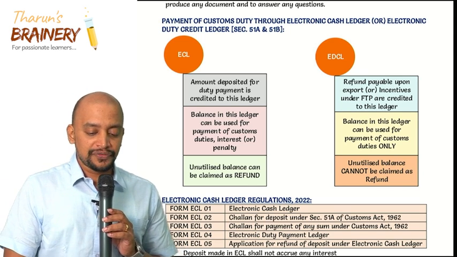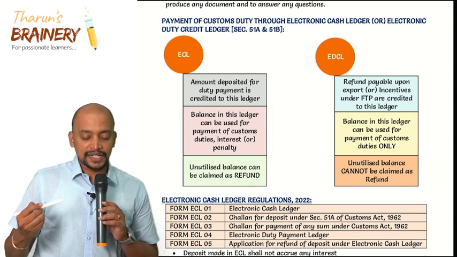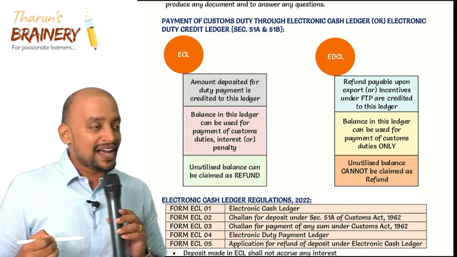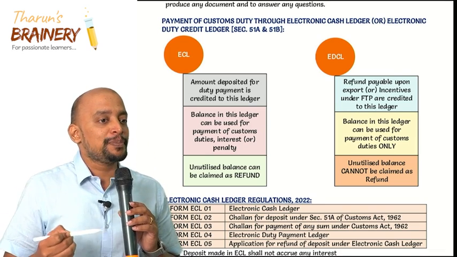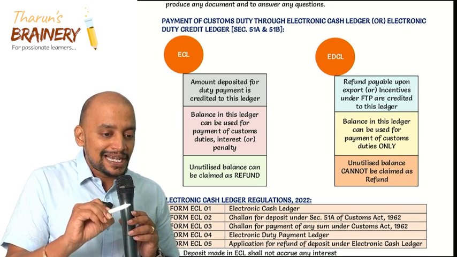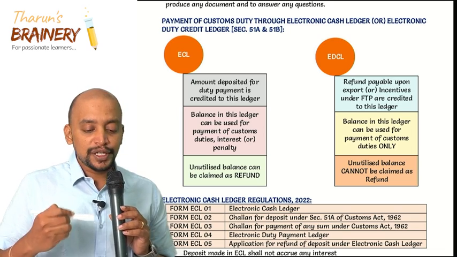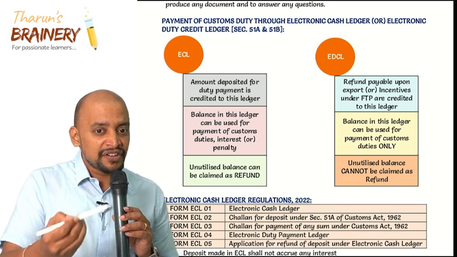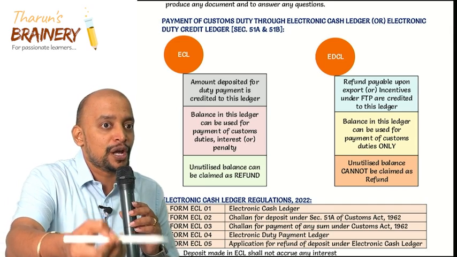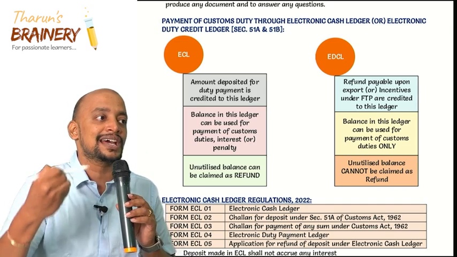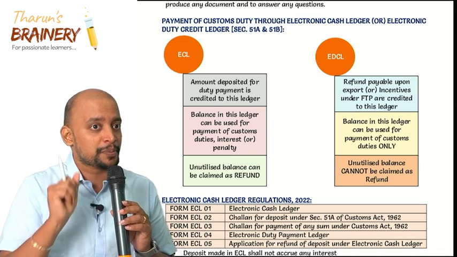What is the objective of this electronic cash ledger? Generally, whenever goods are imported, we file a bill of entry. The day on which we file the bill of entry itself, we need to pay the customs duty. If there is any delay in payment of customs duty, unnecessarily we need to pay interest. But the problem here is that as and when we file the bill of entry, immediately we cannot pay customs duty, because that bill of entry should be acknowledged by the customs officer that it is correct. Until that point of time, we cannot make the payment; the option will not show.